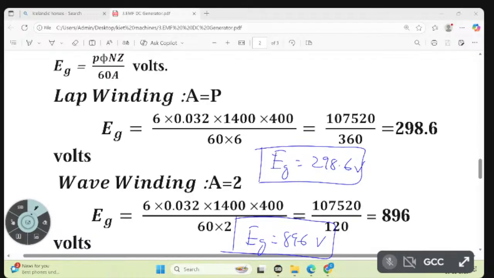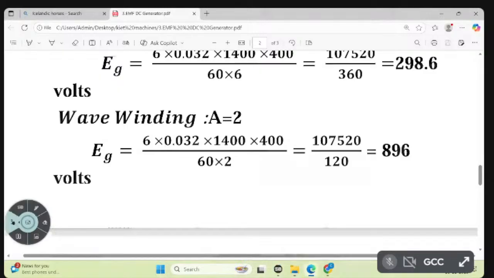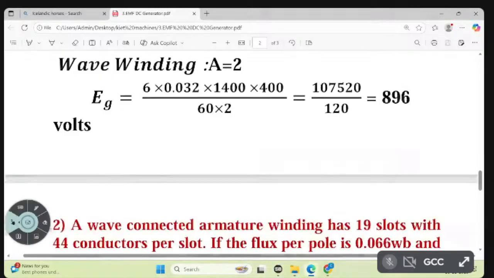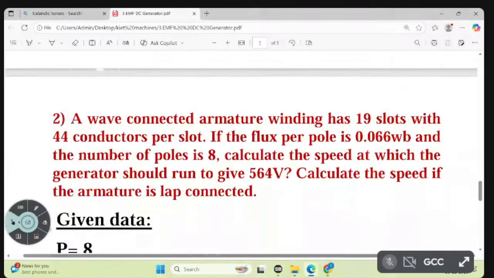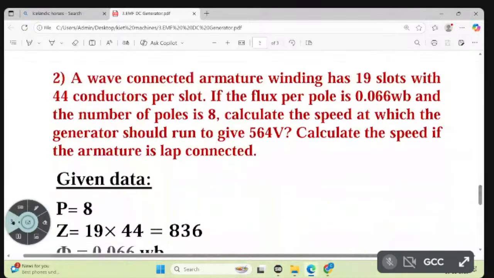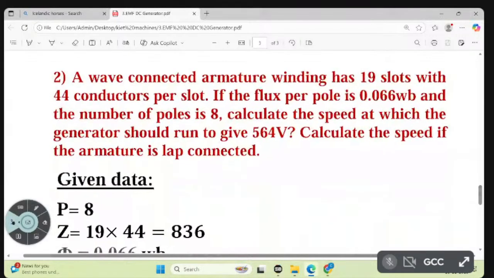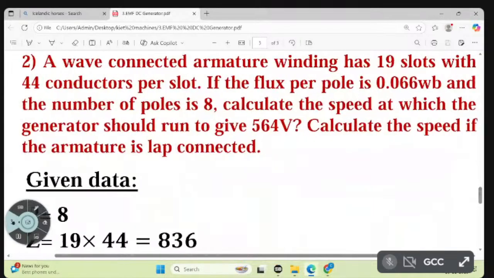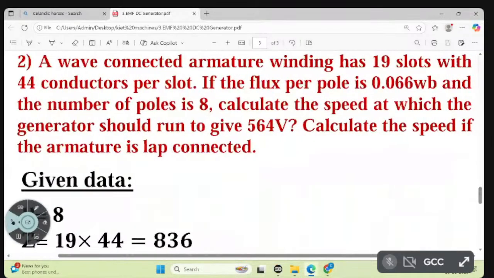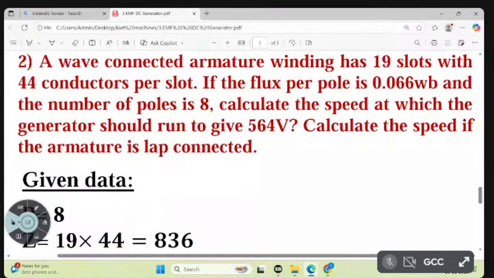Okay. Right. Everyone has to do this. This is the second problem you have to do.